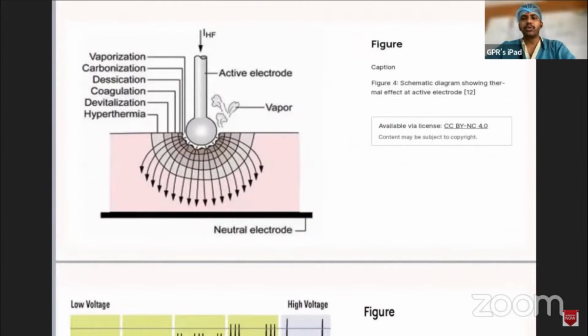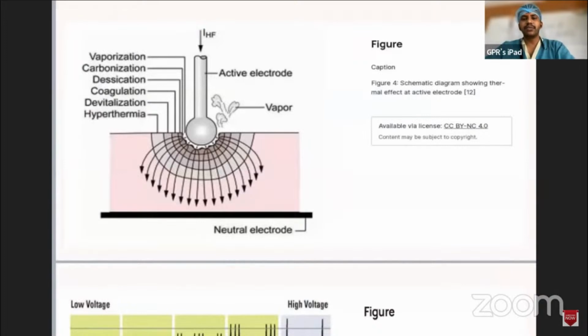The immediate place will go for vaporization, which is nothing but dehydration of the particular tissue. The next area goes for carbonization, also called eschar formation. Below that, it goes for desiccation, which is a non-contact way of coagulation. Then comes the coagulation, which happens to the more lateral tissue, and devitalization happens, which makes a point of demarcation between coagulated tissue and non-coagulated tissue, and the rest of the places will have hyperthermia.